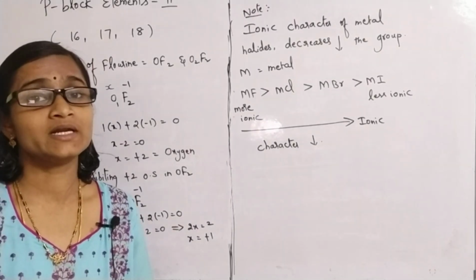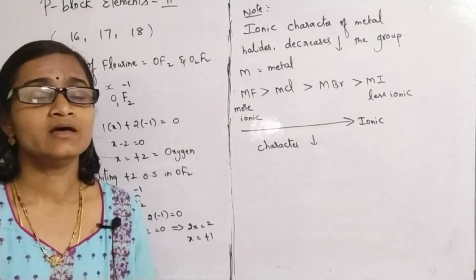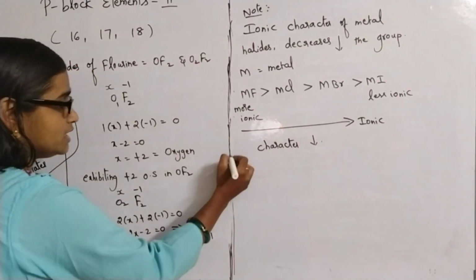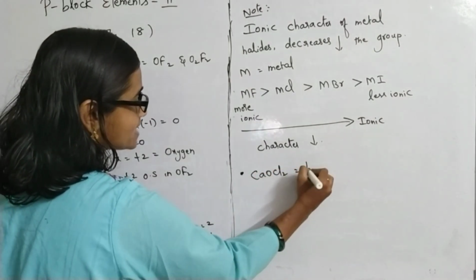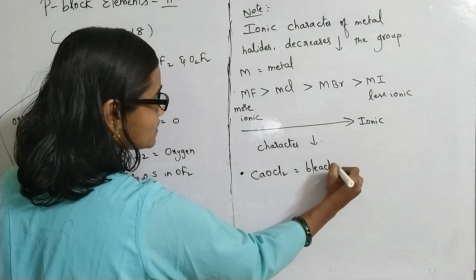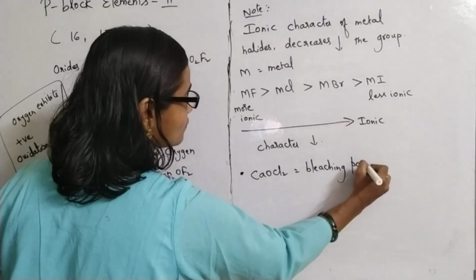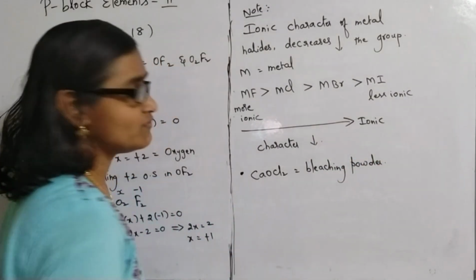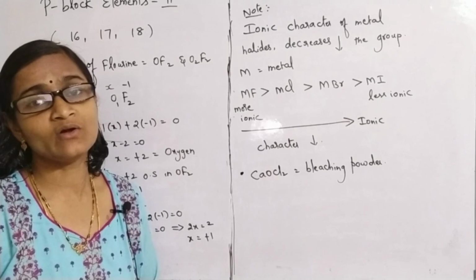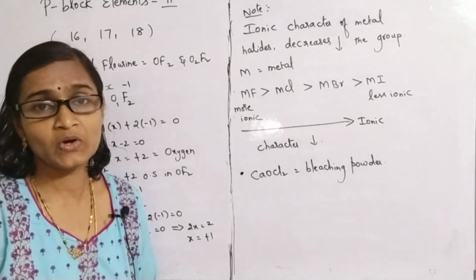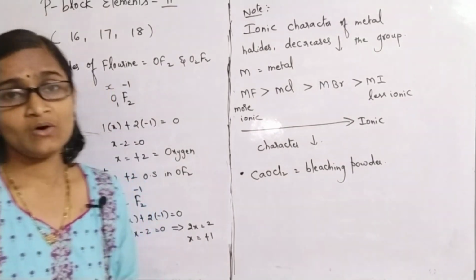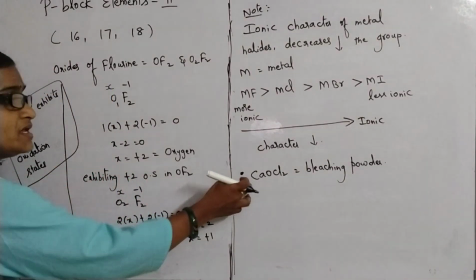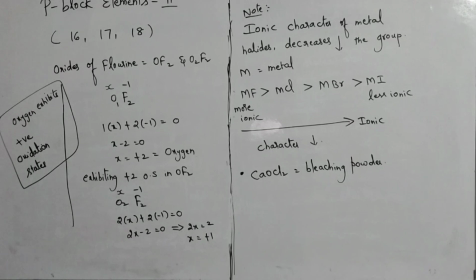Calcium oxychloride, CaOCl2, is called bleaching powder. It is one of the important compounds of chlorine, which is generally used in swimming pools as a disinfectant. Once you go through its preparation and properties, you will get fewer questions from this. You will not get more questions.